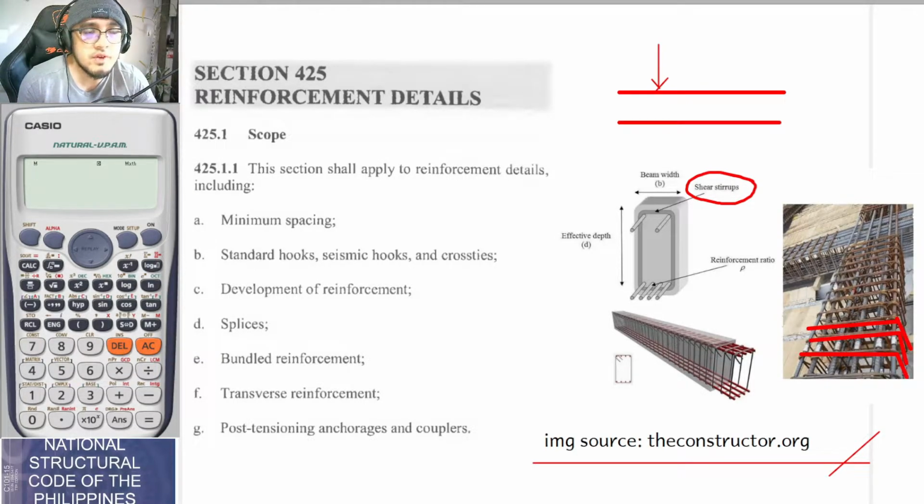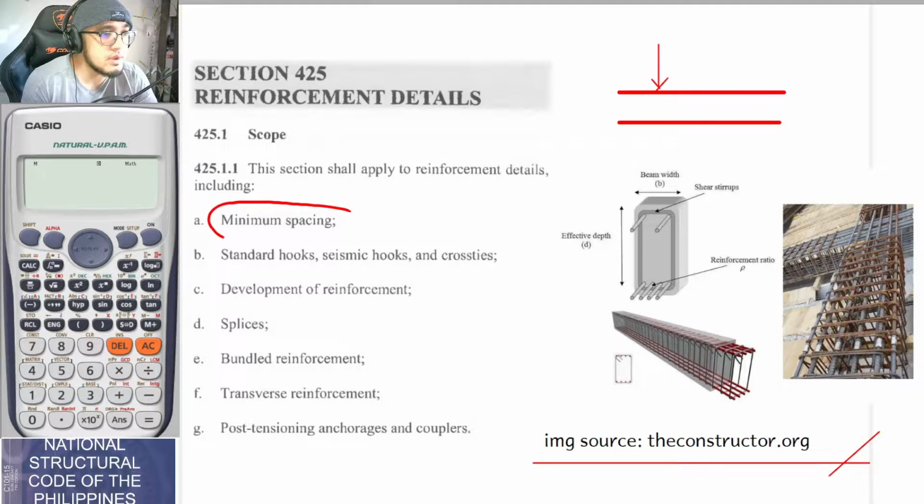And the shear reinforcement for your columns are what you would be calling your lateral ties. So the difference between shear stirrups and lateral ties is that shear stirrups are for your flexural beams and lateral ties are for your columns. So that's the only difference between them. Okay, so moving forward, what we were discussing earlier was the minimum spacing. Your minimum spacing is actually the clear spacing between your rebars. So it would be this distance here, this distance here, and so on.